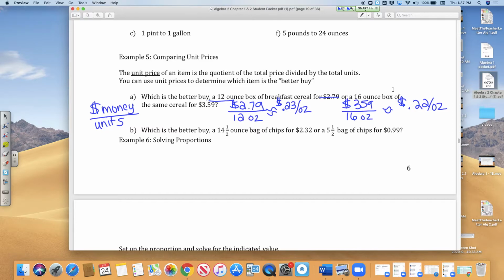So now that I have these in the same unit, I'm looking at them, I can compare them because now we're both looking at money per ounce. I can see that the bigger box is the better buy. $3.59 for 16 ounces is the better buy because it's only 22 cents per ounce, whereas the other one's 23 cents per ounce. If you want to pause the video, why don't you try letter B on your own?